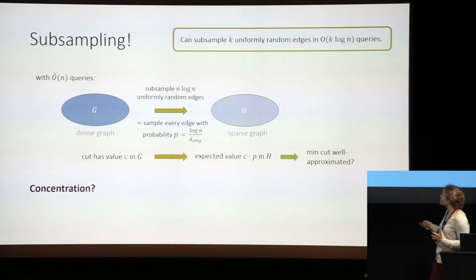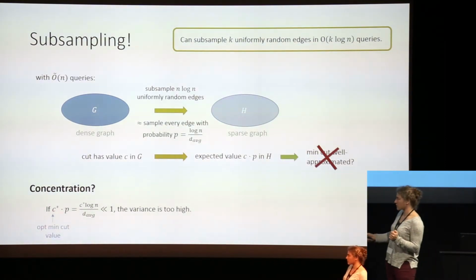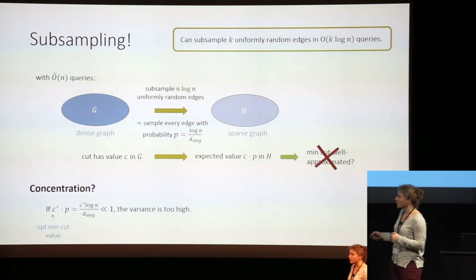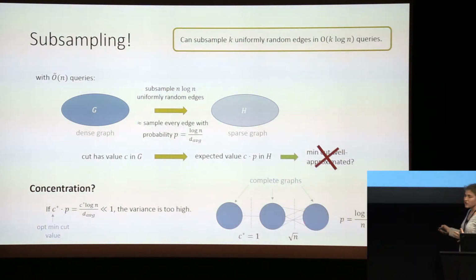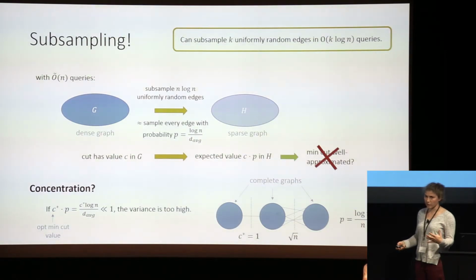Okay, so you would hope that this would be true, but the problem is that if the optimum min cut has value that's much, much smaller than the average degree, where C star is the optimum min cut value, then the variance will be much too high. It's really easy to see from this example. If I have a graph where my minimum cut is really, really small, and there's another cut that's larger than that cut but much smaller than the average degree, then this sampling procedure won't let me distinguish between these two cuts in H. So when the average degree is much larger than the minimum cut value, we have a problem with the subsampling approach.